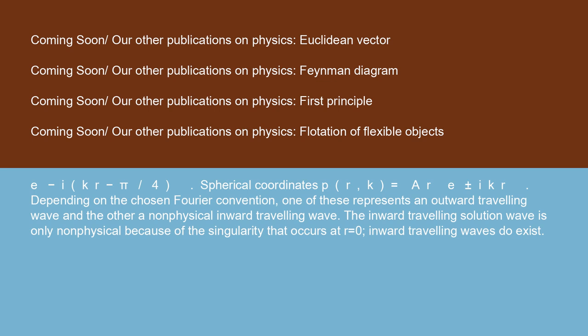Depending on the chosen Fourier convention, one of these represents an outward traveling wave and the other a non-physical inward traveling wave. The inward traveling solution wave is only non-physical because of the singularity that occurs at r = 0. Inward traveling waves do exist.